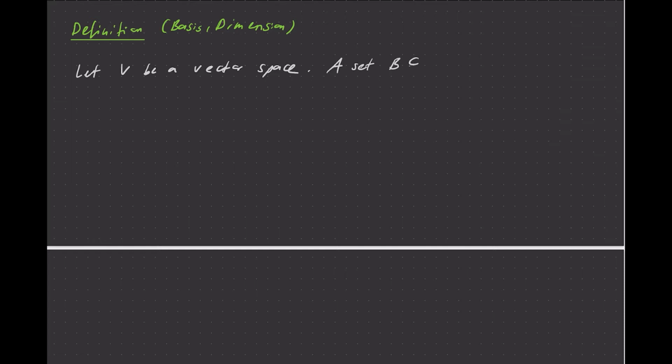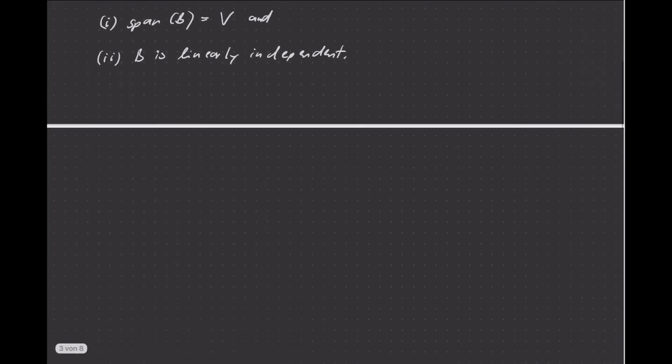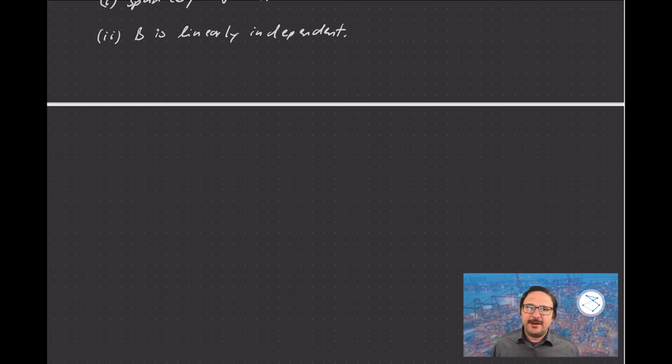A set, let's call it B, subset of V, is called a basis of V if two conditions hold. The first one, the span of B is equal to V. And second condition, B is linearly independent. In other words, a basis is a linearly independent generator of a vector space.